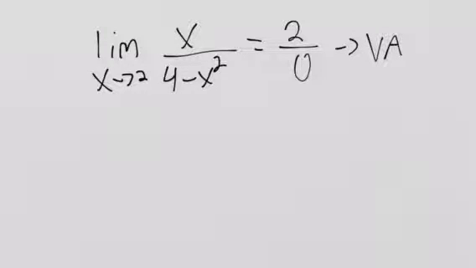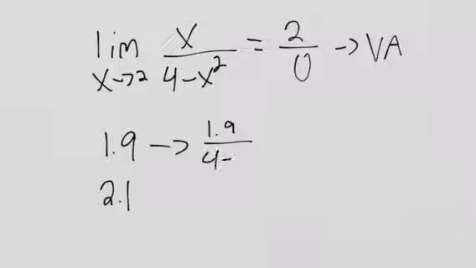So the question is, are we going to positive infinity or negative infinity as we approach from the left and the right? So what we should do is we should think about 1.9 versus 2.1. Because this is like approaching the limit from the left-hand side, and this is approaching the limit from the right-hand side. So if we plug in 1.9, we're going to get 1.9 over 4 minus 1.9 squared. So take a second to think about this. Is this going to be positive or negative?